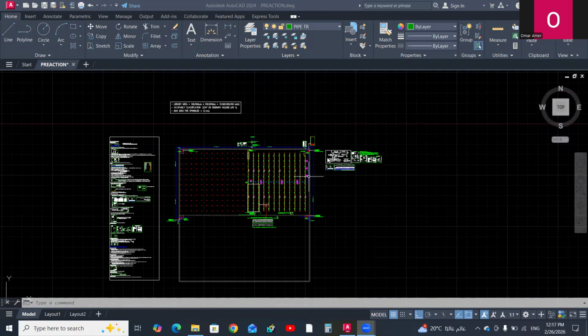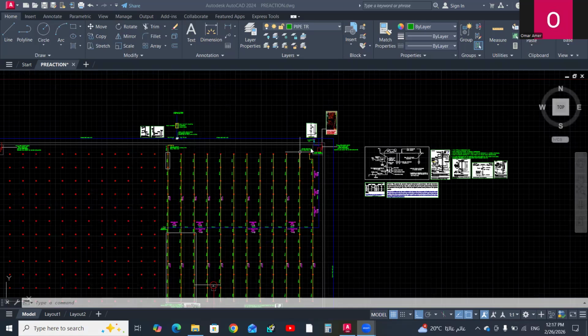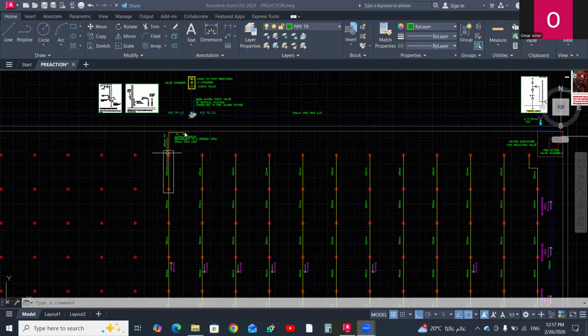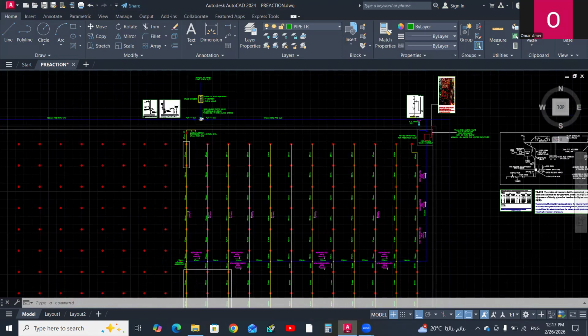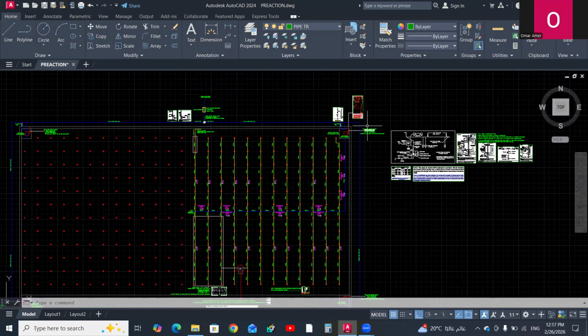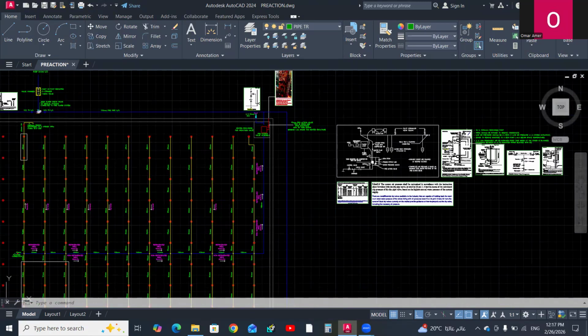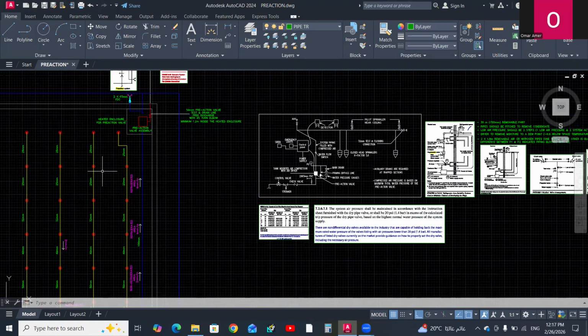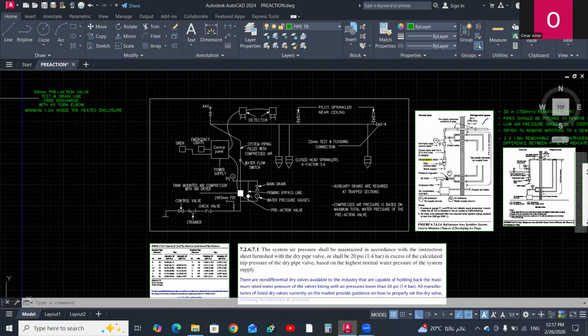but with some differences. Most authorities prefer pre-action as the delay in water system activation and water delivery time to the most remote sprinklers is less than dry pipe system. Let's first discuss the three different types of pre-action system we can discuss on this diagram.